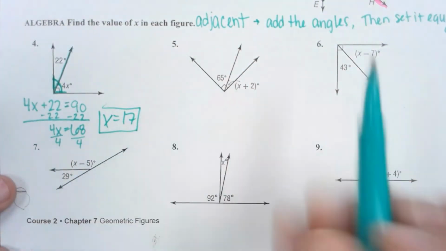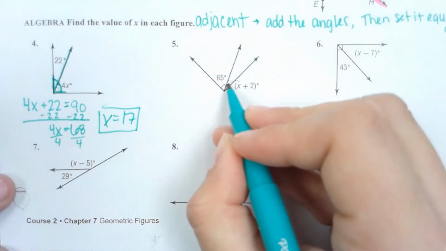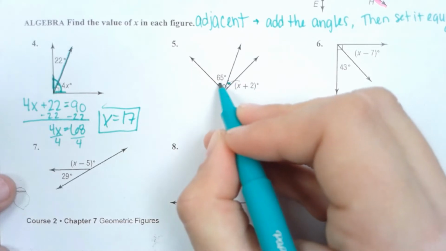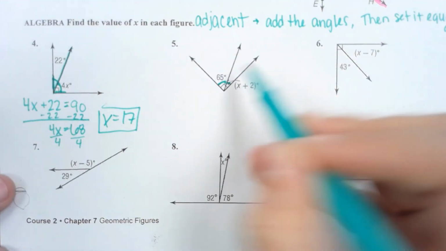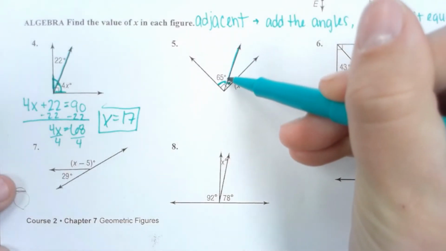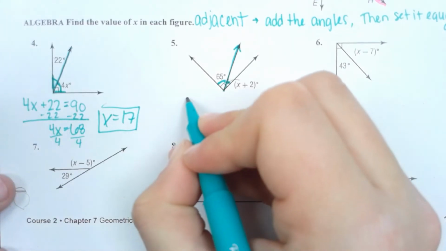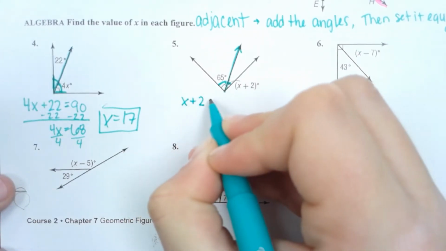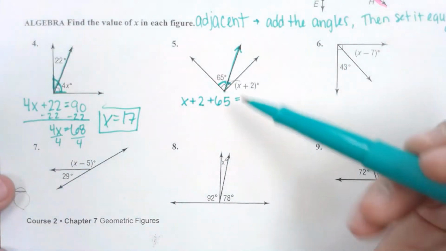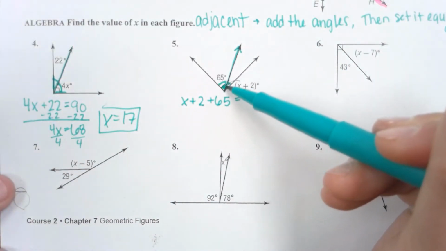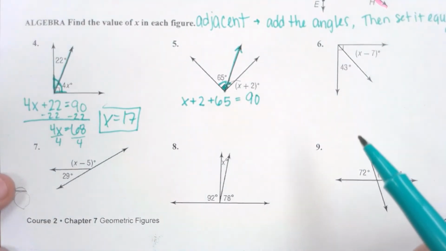Okay, so then number 5, notice how we have the same exact setup. We have x plus 2 in this angle and 65 over here in this angle. So again, if I'm trying to solve for x, these are two adjacent angles because they're right next to each other and they share a common side. So to solve for x, I'm going to add them together: x plus 2 plus 65. And I'm going to set it equal to whatever angle they form. So once again, they form this right angle, which is going to be a 90-degree angle.